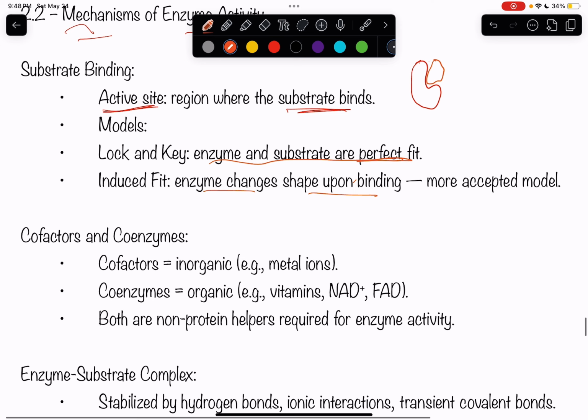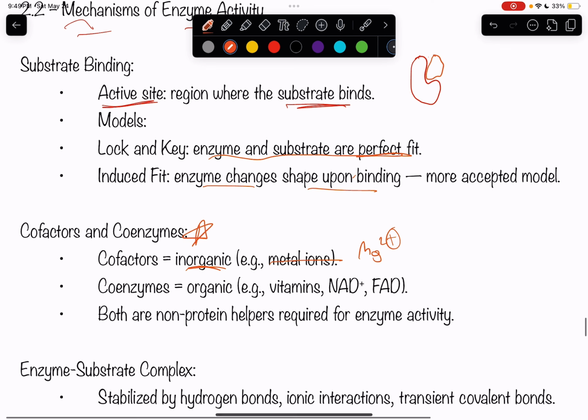Cofactors versus coenzymes are again going to be on your exam. I'll spoil it: every full length. So you need to know cofactors, very easy. They're inorganic, right? Metal ions. The big one is Mg2+. This is going to be used for DNA.